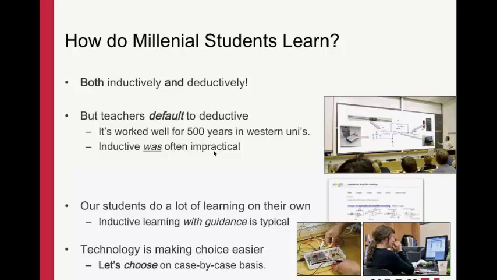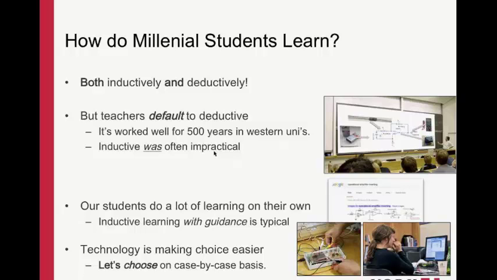So to talk a little bit more specifically about how the current group of students, the millennial students, are learning and being taught in universities. They like both the inductive and deductive approach. They're used to deductive, but they also feel strongly that we should be doing more of the inductive approach to teaching. The teachers, on the other hand, tend to default to deductive because it's the way we've been doing it in universities for hundreds of years, literally hundreds of years. And in large part, this is because the inductive approach is resource intensive and it's impractical, especially if you have classrooms like I do of 500 students.